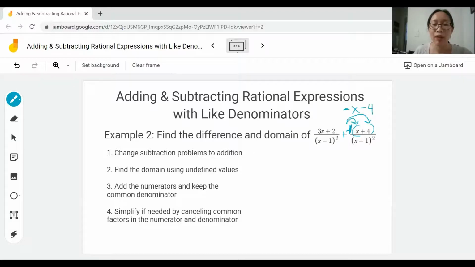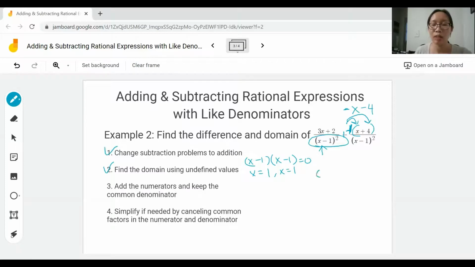So I'm going to make myself a note that this is minus x minus 4. From there, I'm going to find my domain using my undefined values. So my denominator is x minus 1 squared, or x minus 1 times x minus 1. When I set that equal to 0, I know that x must equal 1. So this means that when I plug in a 1 here, it makes my denominator 0 or my expression undefined.